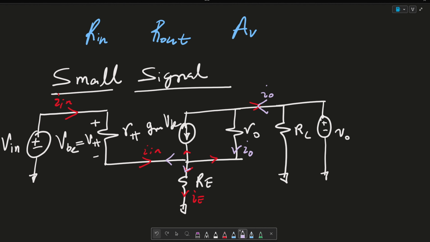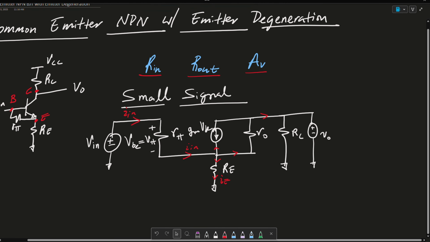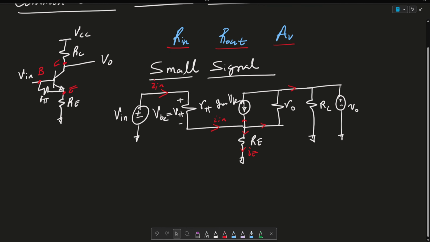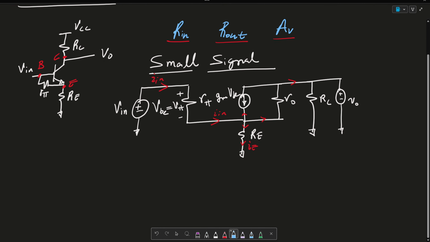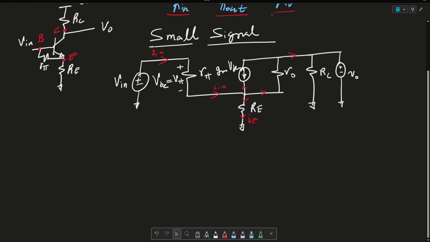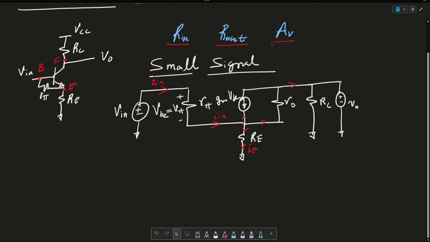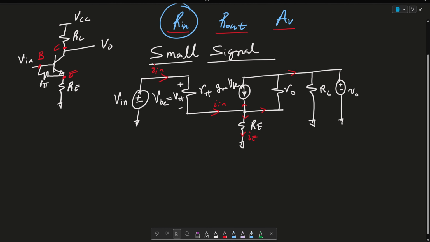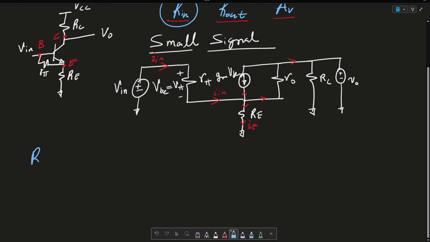But for now, let's dive into what we're going to be solving. Specifically, what we need to solve is for RN, Rout, and AV. So let's start with RN. And we say that Rn is equal to Vn over In.